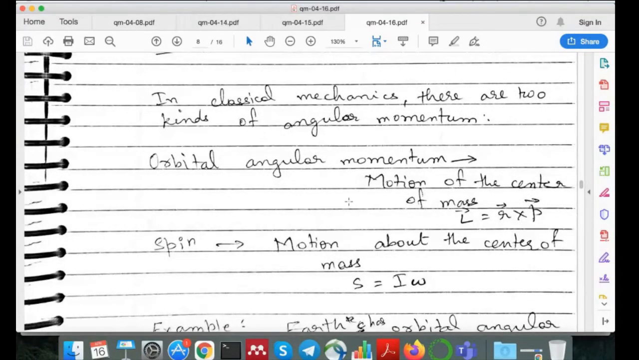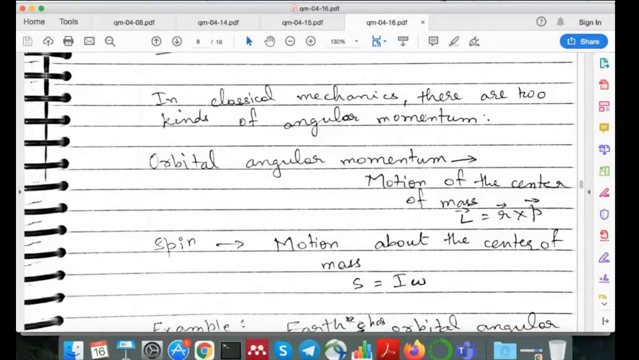So in the classical sense, that is the difference between the two. Orbital angular momentum refers to the motion of the center of mass, meaning the entire object itself is moving around something else. Spin angular momentum is the motion about the center of mass, so the object is moving around its own axis. But that is in the classical sense. In the quantum mechanical sense, there is an analogous orbital angular momentum and spin angular momentum.